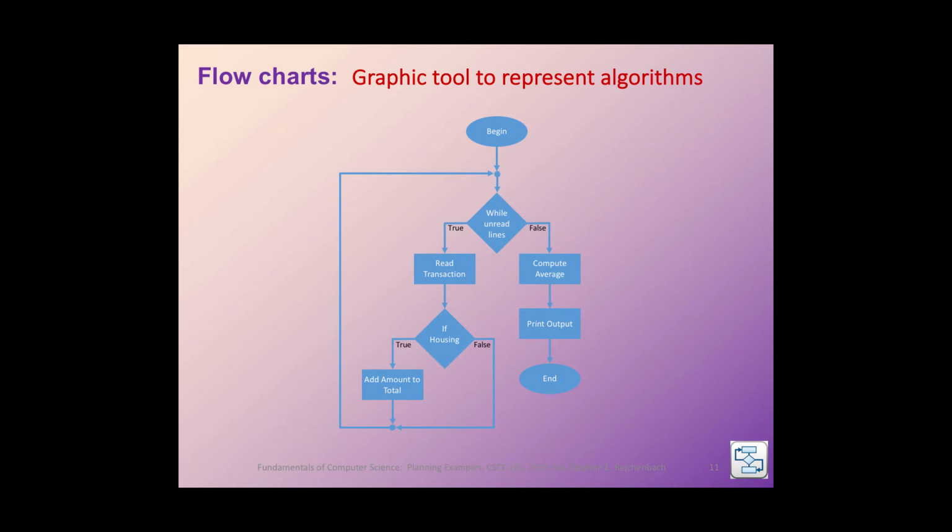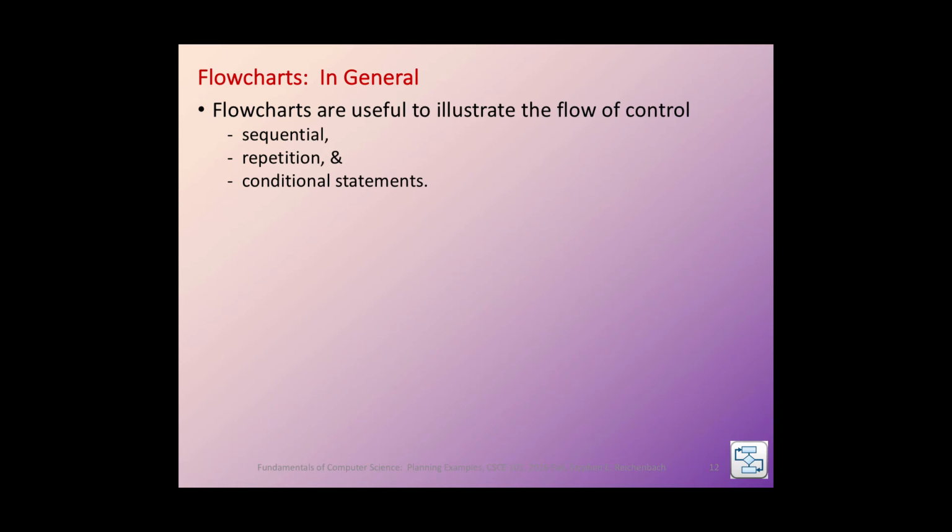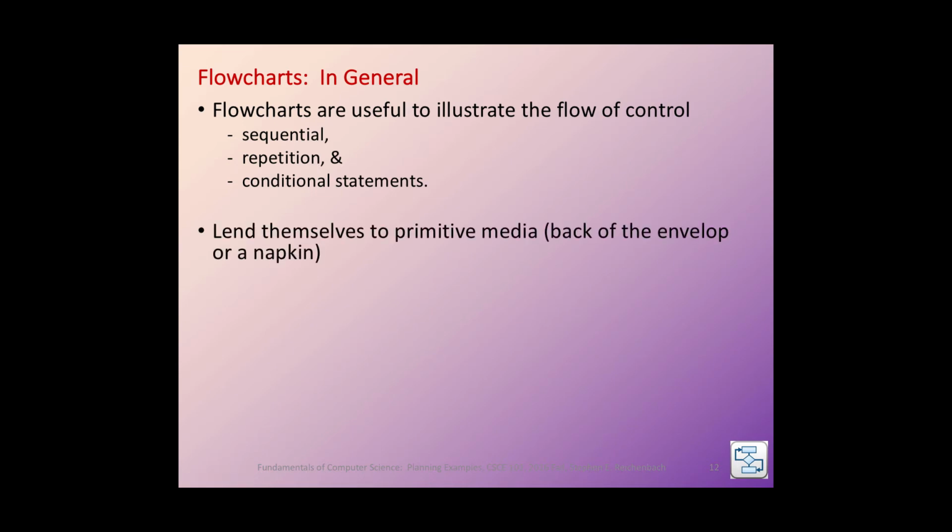Now we're going to see how that can also be represented in a flowchart. What you see here is the problem represented in a flowchart. But before we get into that, we're going to get into the specifics of what a flowchart is. In general, flowcharts are simply a graphic method for showing the flow of control. This can be sequential, repetition, or conditional statements. They lend themselves quite nicely to primitive media, which means the back of an envelope or a napkin.